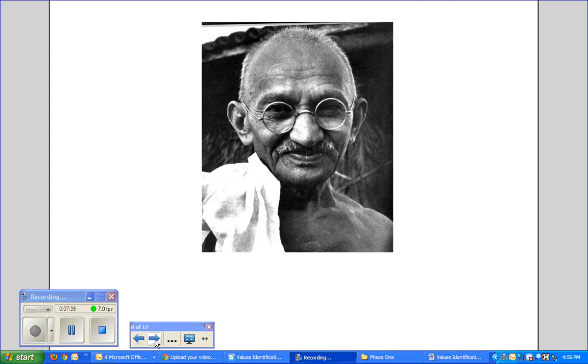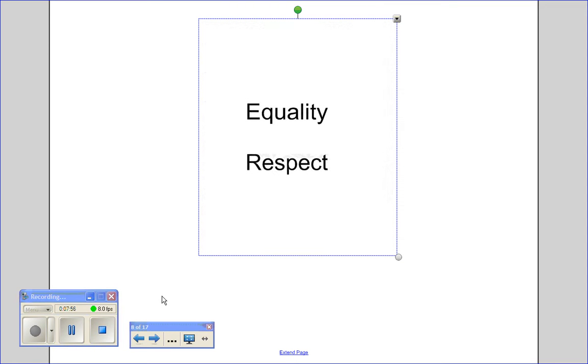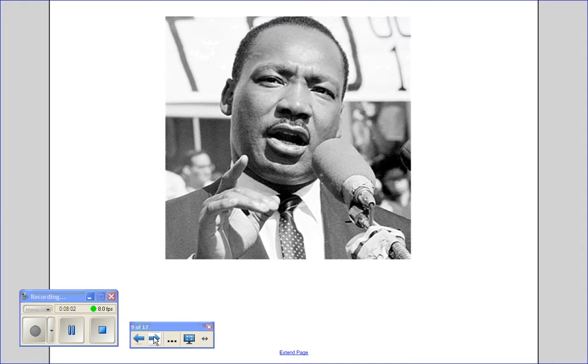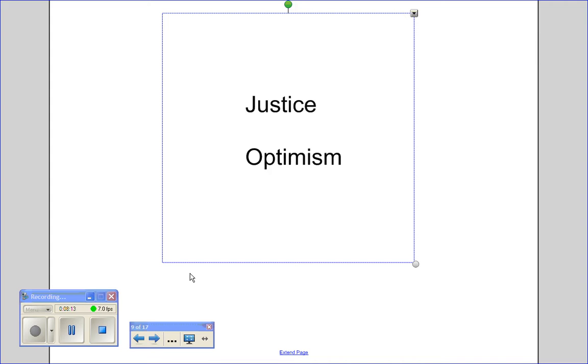For what did Gandhi take a stand? What values and principles was he trying to teach to those around him? If you need time to think about this, hit pause. How about Martin Luther King Jr.? Dr. King took a stand for justice, optimism, maybe you said equality, respect. There are several answers here that would have been good.